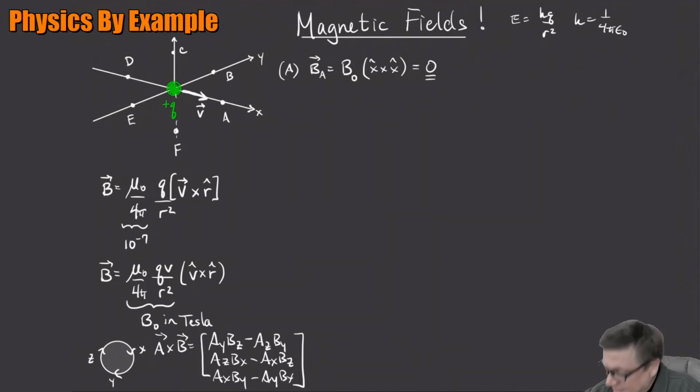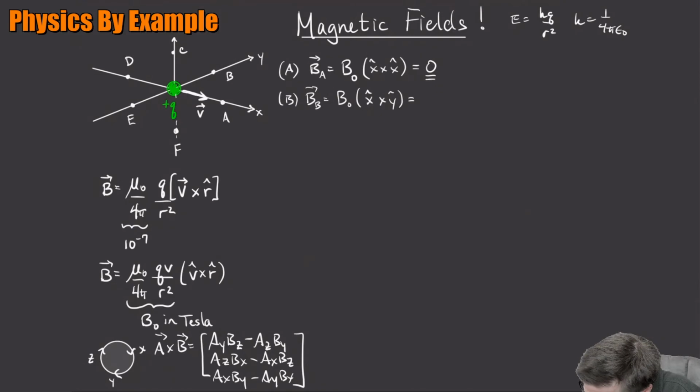Okay, how about B? At B, the magnetic field, again, I'm going to have this B naught. My V is always going to be in the X hat direction, so I can just always write that down. Now what's my R hat? To get from the charge to B, I go in the Y hat direction. So what I can do is X hat cross Y hat. There's a couple of ways you can do this. You can go ahead and multiply it out. You can just take the cross product.